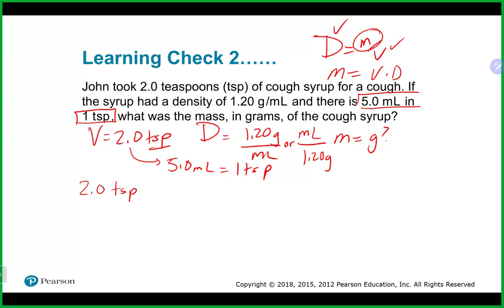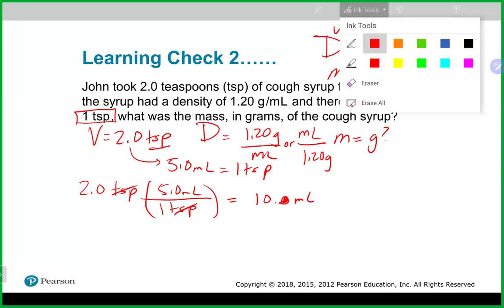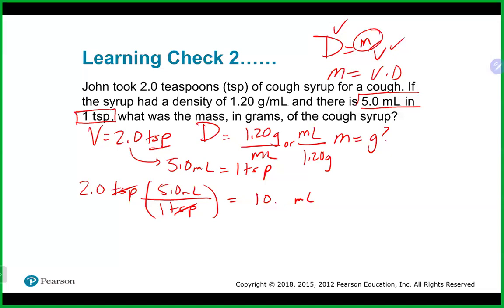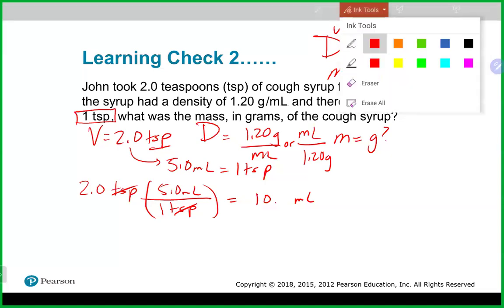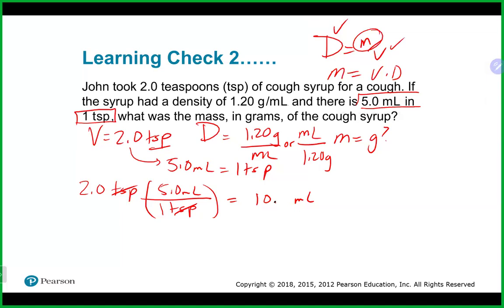2 teaspoons, again, opposites canceling. We're going to go 1 teaspoon on the bottom, 5 milliliters up on top. That's going to cancel, going to give us 10 milliliters here. Milliliters in this particular case as our volume. We now have really our volume in the correct units to use the density and a dimensional analysis approach. Here, this is 2 sig figs, by the way, right? And 2 sig figs. We do need to look at the 5 here. And we should end up with two significant figures. That's why I got rid of the 0 there at the end.